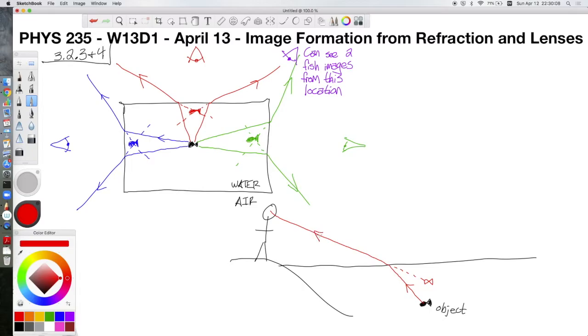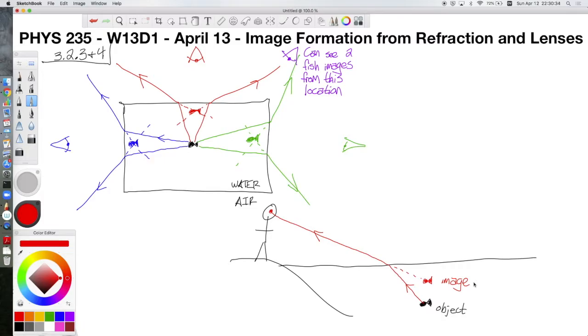Now you might notice that the light ray actually travels from the fish to the fisher person's eye, but I drew the light ray starting from the eye and headed down towards the fish, and this is okay because the path of light is always reversible. Or the path of light rays is always reversible. So right here is the image of our fish.